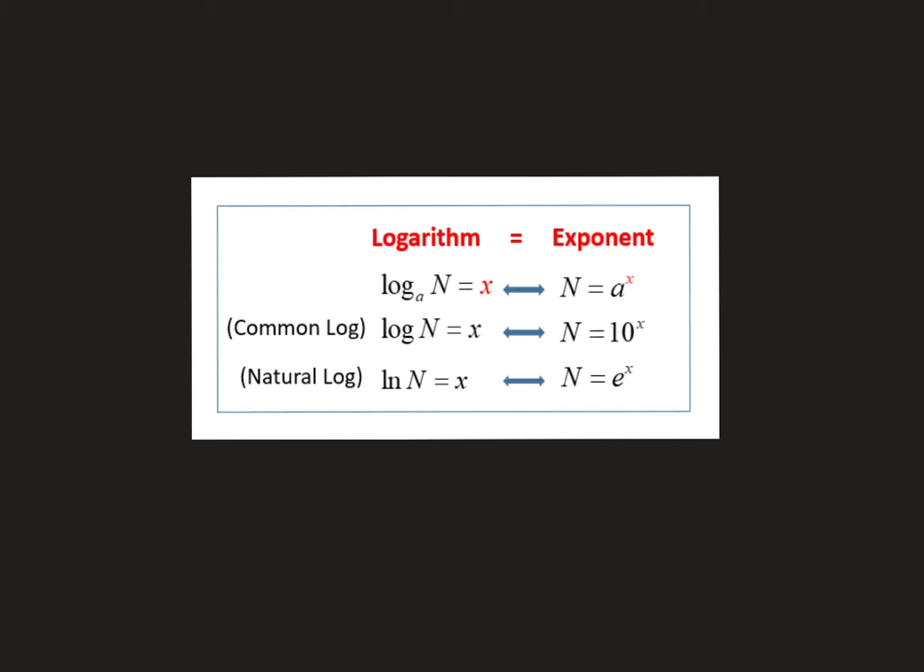On the other hand, we have the natural logarithm, and that's base e, Euler's number. So we depict natural log as ln. Ln n is equal to x means that n is equal to e raised to x. But even though we have specific ones, they all work the same way, they just have a different base.